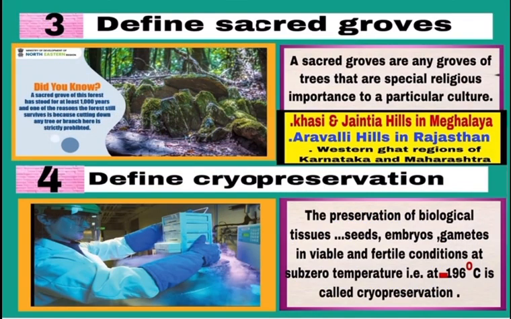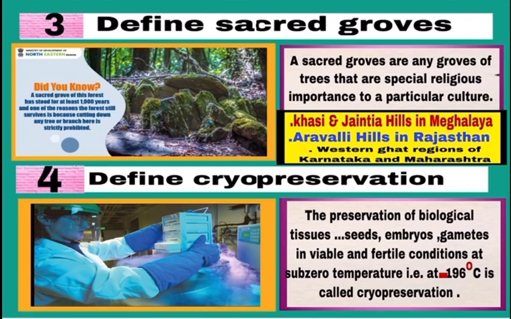Third definition is sacred groves. Sacred groves are any groves of trees or group of trees that have special religious importance to a particular culture. जो trees हमारे religion से, हमारे culture से जुड़े हैं और हम उन्हें protect करना चाहते हैं, these groups of trees are called as sacred groves. For example, in India, such sacred groves are found in Khasi and Jaintia hills in Meghalaya, Aravalli hills in Rajasthan and Western Ghat regions of Karnataka and Maharashtra.